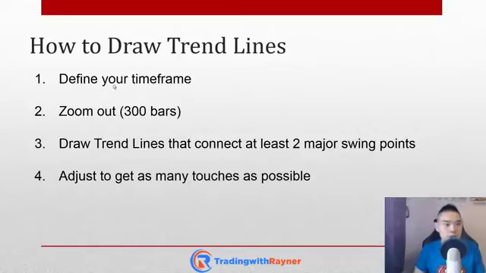Number two, you want to zoom out your charts because when you look at a chart, sometimes it's very easy to get caught up in the current price action, like, what is happening in the now. But if you take a step back, you can see that the price action is much more obvious. So this is why you want to zoom out your charts. You want to see the big picture and where you are in the grand scheme of things. So zooming out can be a little bit subjective, but my advice is to have at least 300 bars on your chart.